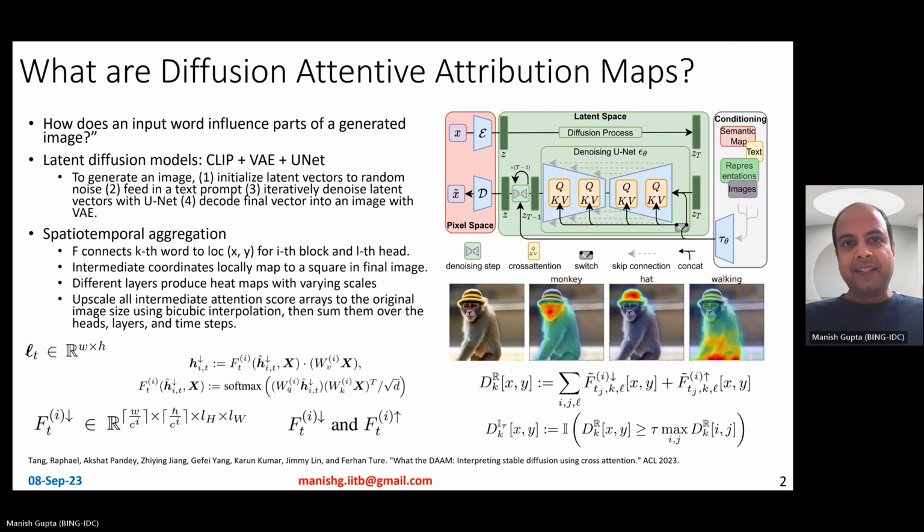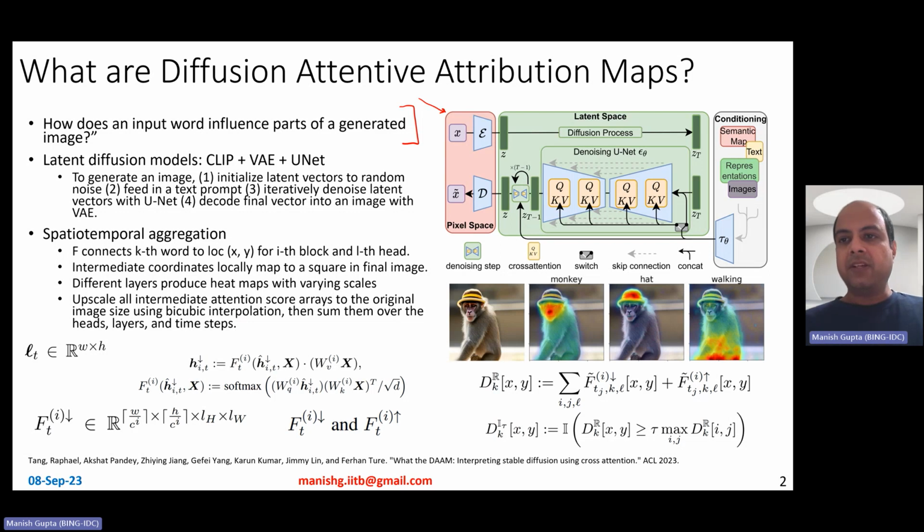So let's get started. What are Diffusion Attentive Attribution Maps? How does the method work? It is broadly based on latent diffusion models. Just to give a very basic introduction, in this video, I'm going to talk about answering this very intuitive question: how does an input word influence parts of a generated image? There have been so many image generation models recently, like Stable Diffusion, DALL-E 2, and many others. When they generate these images, you can condition them on a text caption, so text input. So how does an input word influence parts of a generated image?